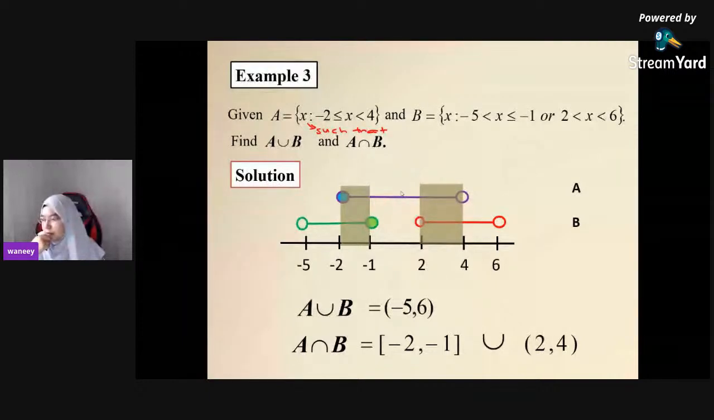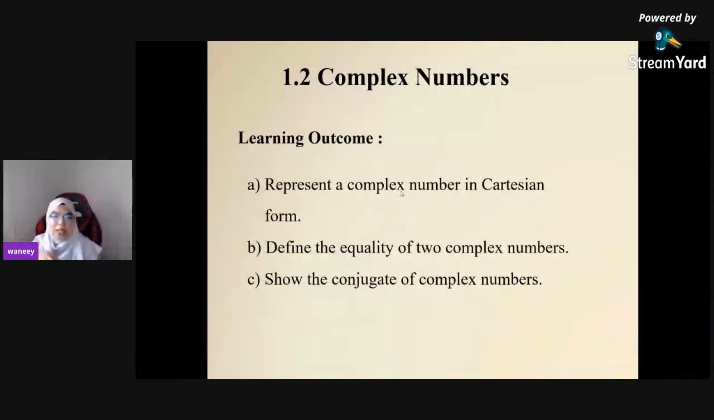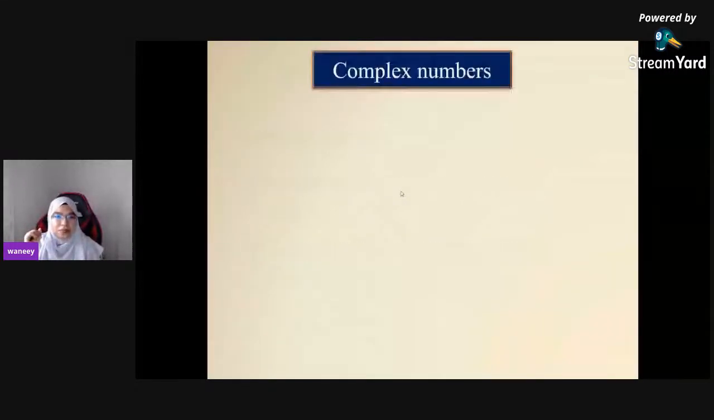Okay, so with that, let us continue with the complex number. Okay, so in complex number, we have to represent a complex number in Cartesian form, define the equality of two complex numbers, and then we have to show the conjugate of complex numbers. So there are three learning outcomes for complex numbers.